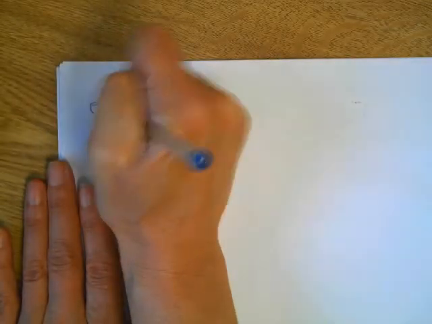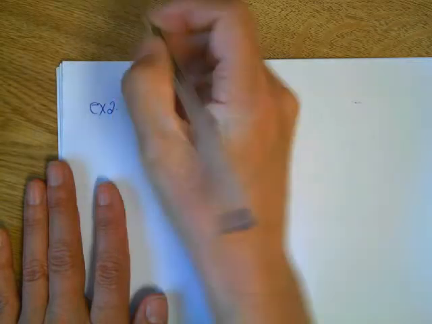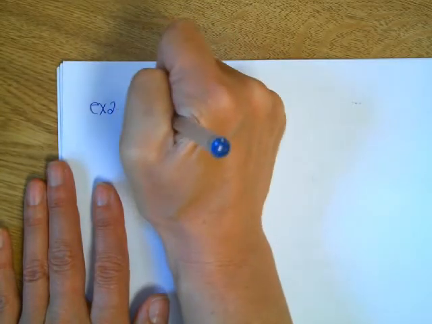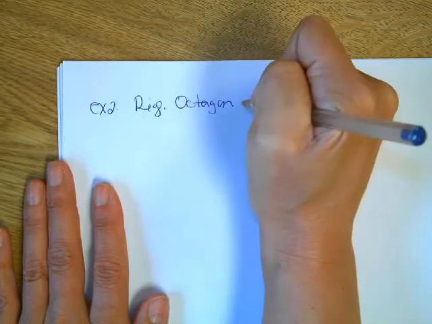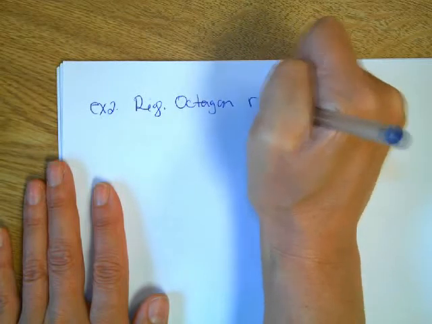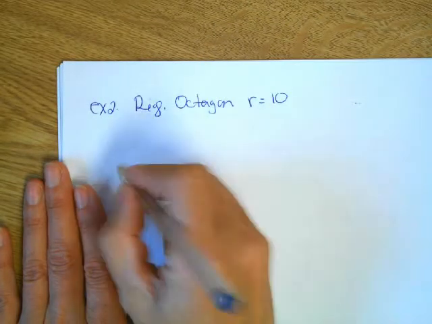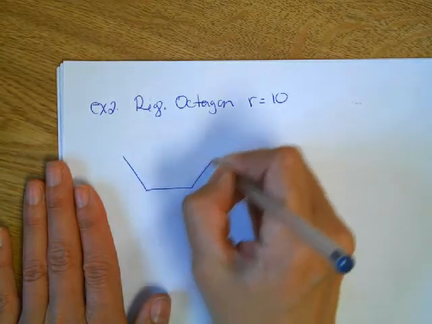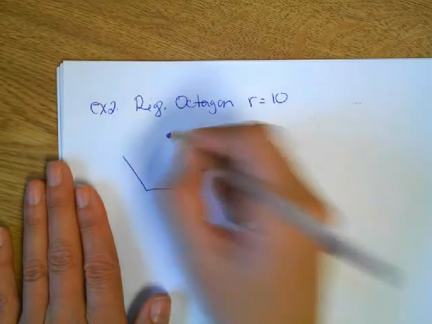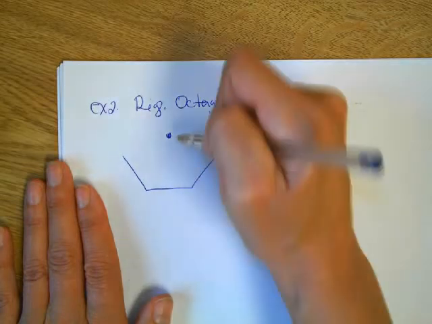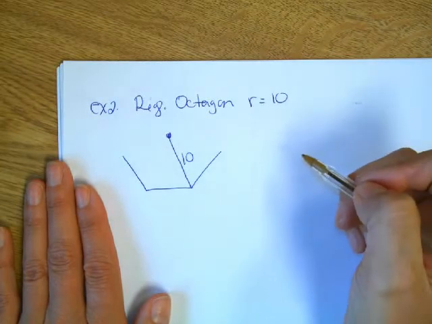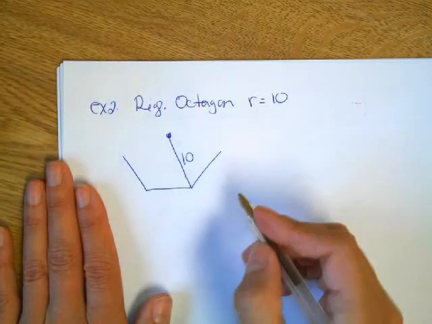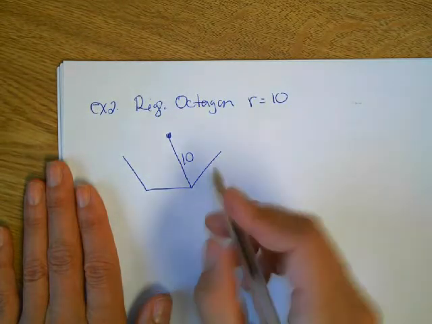Number 2. I've got a radius of 10. So we're going to find the area of a regular octagon with a radius equal to 10. So, again, I like pictures. Here's my center. Remember, radius is from the center to a vertex. That value is 10. In order for me to figure this out, I need perimeter and apothem.